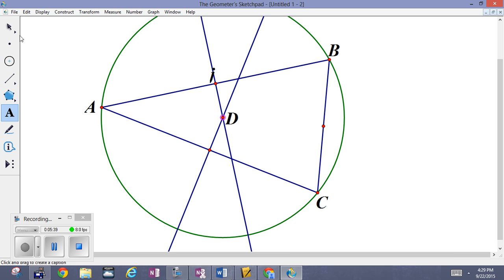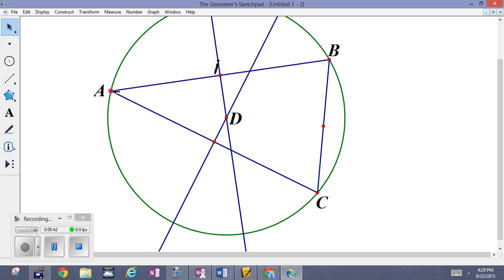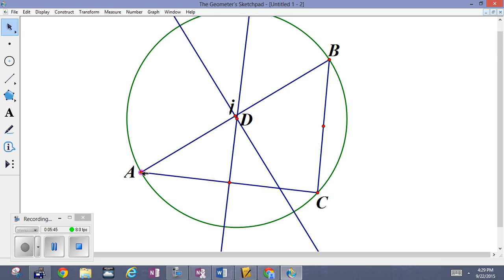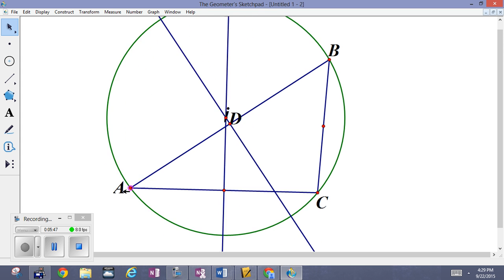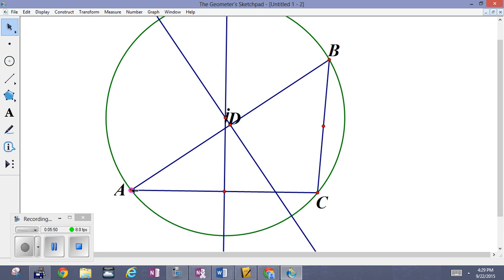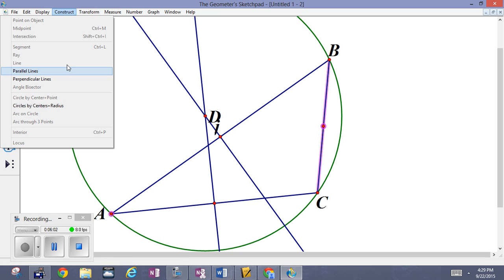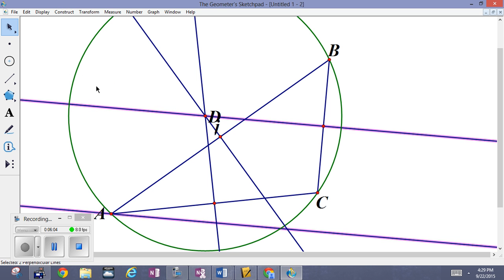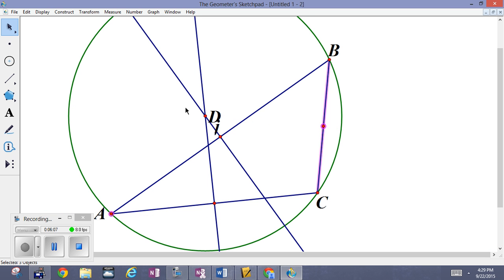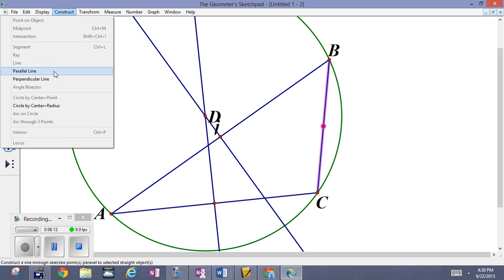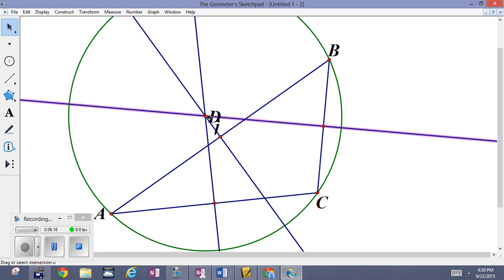Point D is inside the triangle. For a right triangle, it should be at the midpoint of the hypotenuse, right there. And for an obtuse triangle, it's going to be outside. And again, we didn't demonstrate it, but I should be able to take the perpendicular bisector of BC and construct it, and it will do that. Okay, I'm going to construct the perpendicular bisector of BC, and you should see that it also converges at point D.